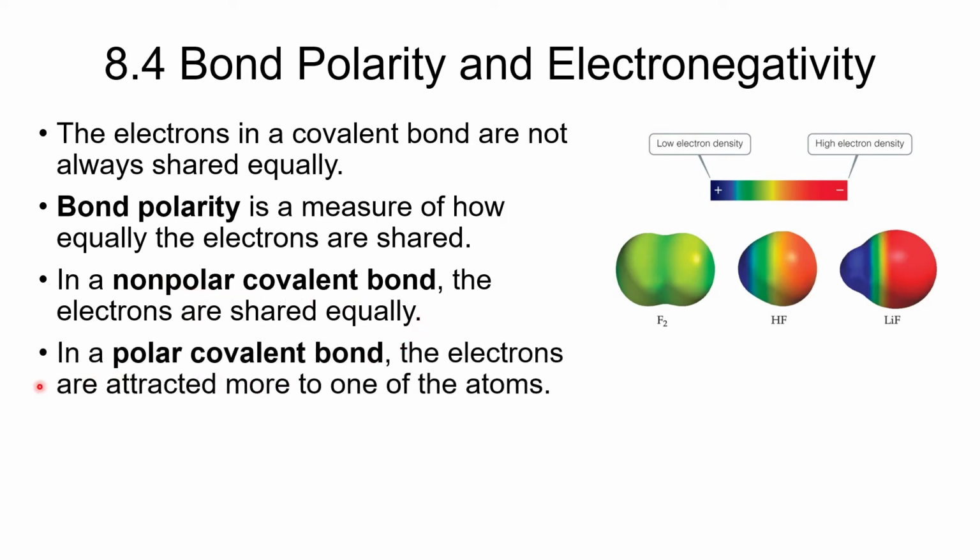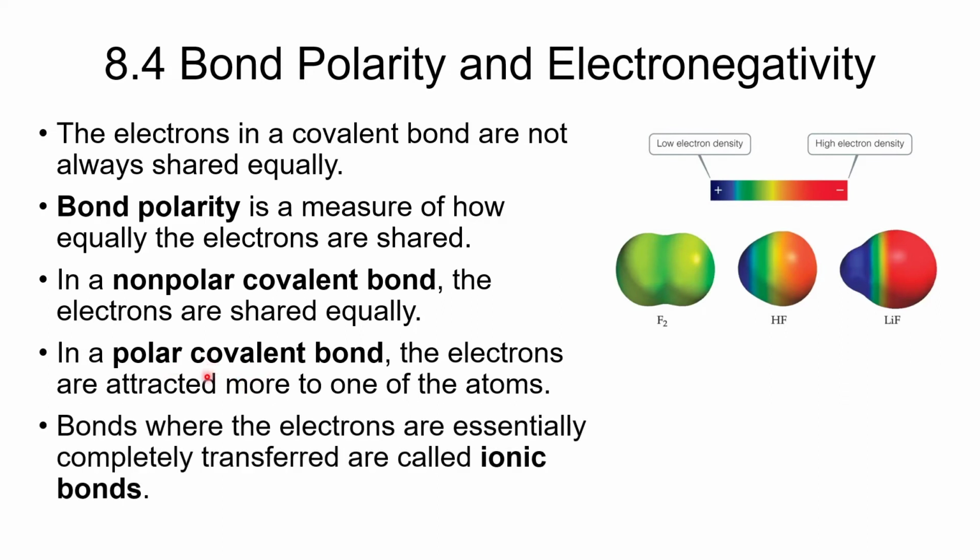If the pair of electrons is shared unequally, then we'll see that the electrons are shifted a little bit closer to one of the atoms than to the other atom, and we call that a polar covalent bond. In bonds where the electrons are essentially completely transferred, we call those ionic bonds. And I've got an example of a nonpolar, a polar, and an ionic bond over here.